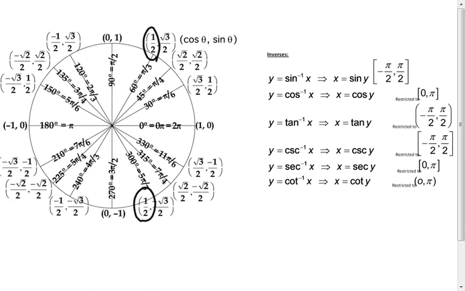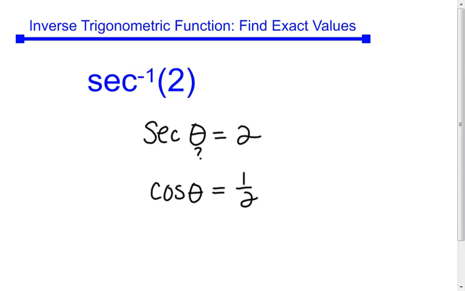Cosine, though, is restricted to answers that are between 0 and pi. Whenever you see that -1 symbol or the word arc, you need to remember that you have to use restricted intervals. So cosine is restricted to between 0 and pi, and so therefore, I know that this answer up here will count, and this one will get the x. So I know that my answer will be pi over 3.